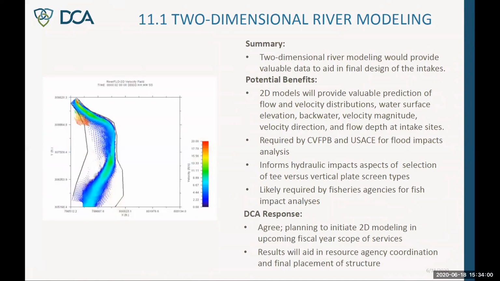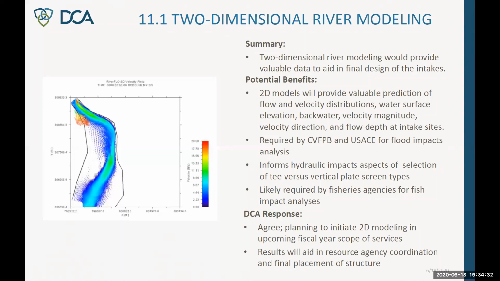So the last one is less of an idea and more of a description of concept and the team's ideas that two-dimensional river modeling would provide valuable data to aid in final design of the intakes. And we wholeheartedly agree. Before I even get into the benefits, not only just in the final design of the intakes, we agree that it could be useful even in some of the planning we're currently doing. So the 2D models is a benefit.